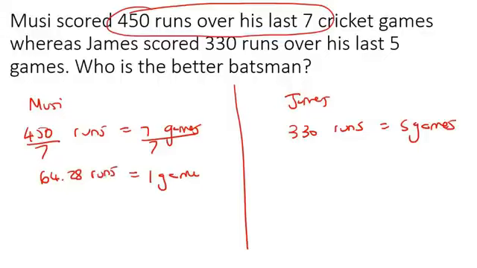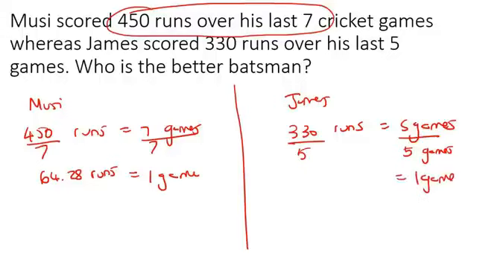64.28 runs. Okay, now I know you can't score 0.28 runs when you're playing cricket, but it's fine, you can just leave it like that because we're just busy comparing quickly. And then let's do the same for this one. So for James, we want to see what he can score in 1 game. So we divide both sides by 5.